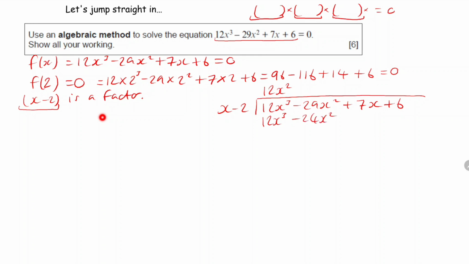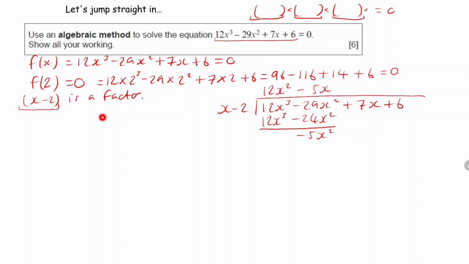And just like if we were doing division with numbers, what we would do now is we would subtract these two to find the remainder. Minus 29 minus minus 24x becomes minus 29 plus 24x, which gives us a value of minus 5x squared. Now, once you've done that subtraction, you start the process again. What do you times x by to get minus 5x squared, or what is minus 5x squared divided by x? That gives us a value of minus 5x.